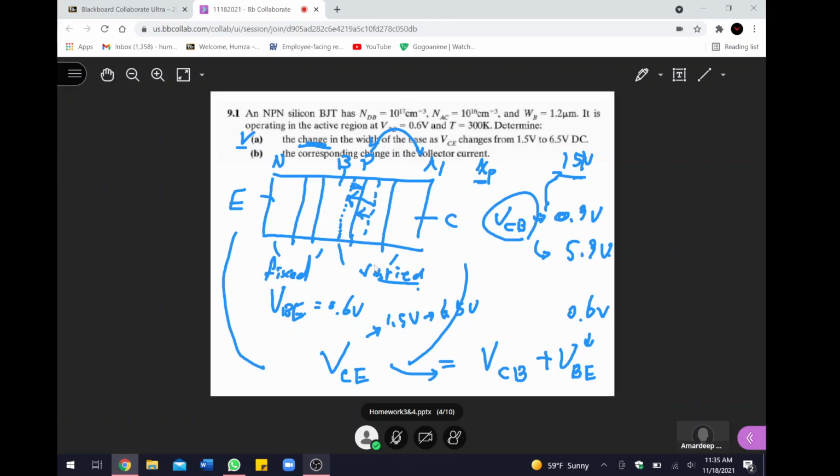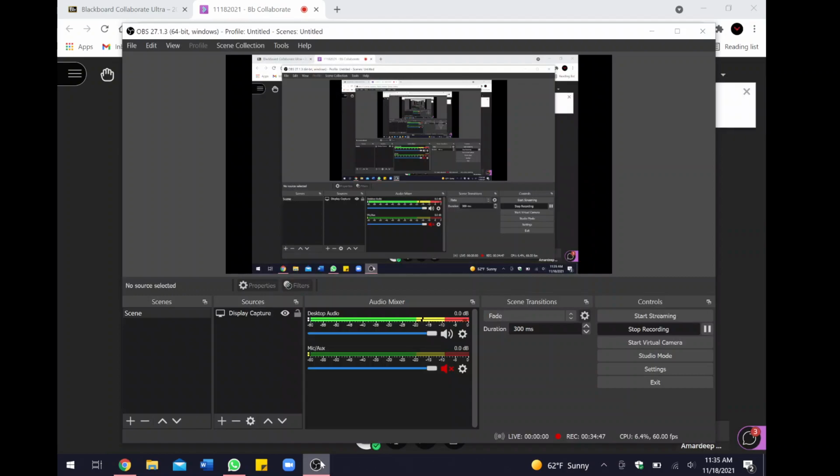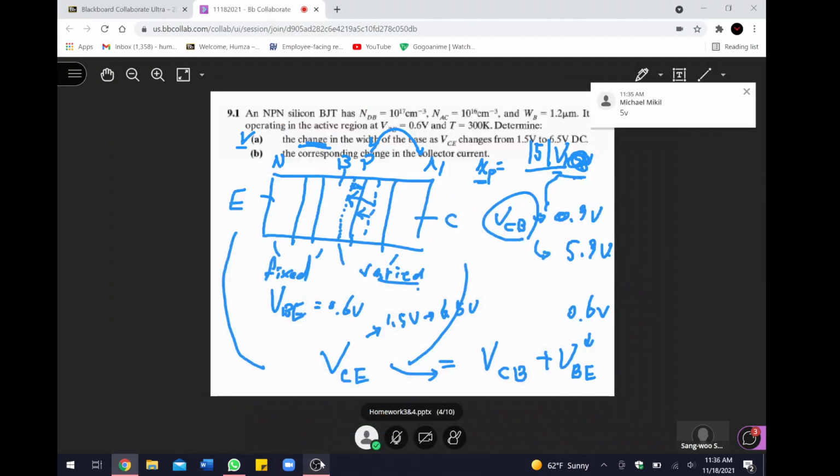Professor, what did you write over there? Above VCB, you have an arrow going upwards. What does that say, 15? No, this is a 5 volt difference. Oh, okay, it's from 0.9 to 5.9 volt. Yeah, it's 5 volt.